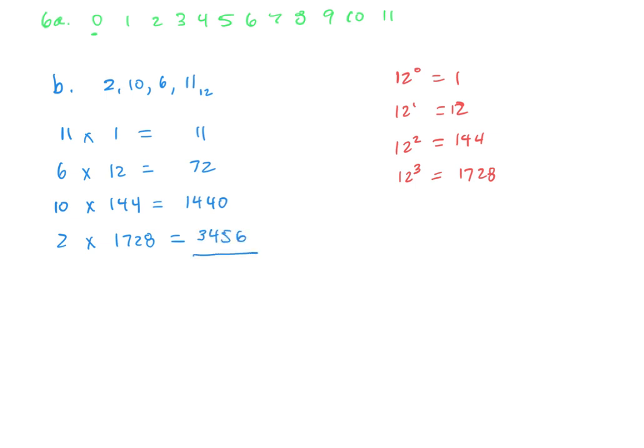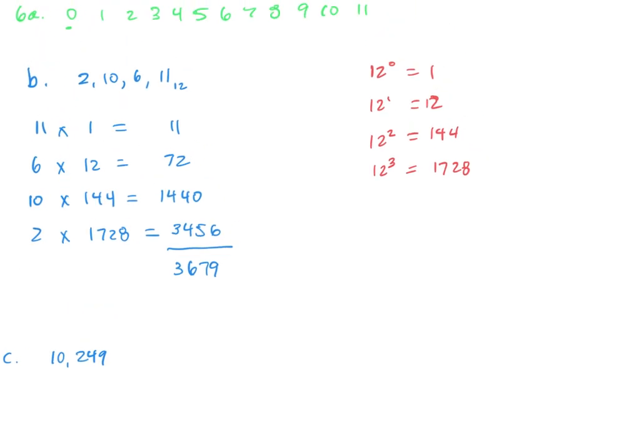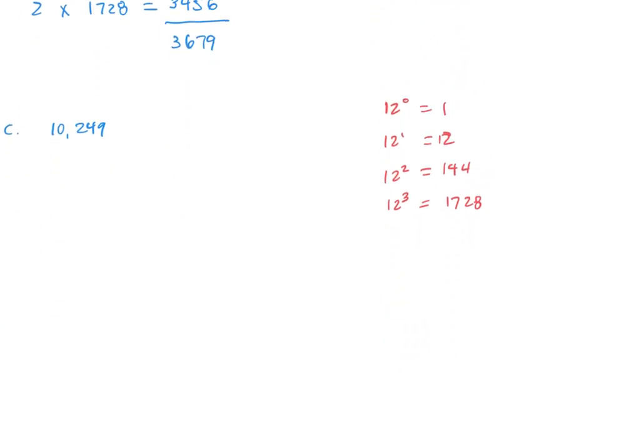And then we sum those up to get the base 10. And that's going to be 3679. In part C, we want to convert a base 10 number to base 12. So this is where we're going to divide. We're going to divide by these same values that we were multiplying by. So let me just drag this down so that we can refer to this.